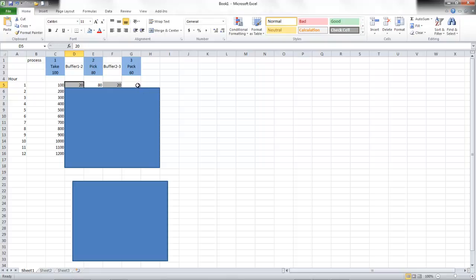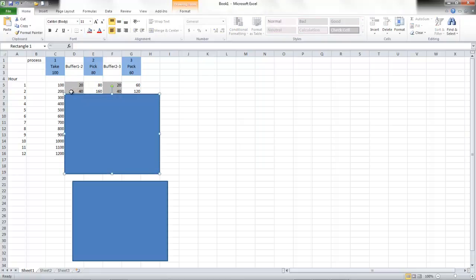The same thing goes for the buffer that happened between the pick process and the pack process. It's 20 orders difference between pick and pack. So at the end of 1 hour, you're going to have 20 orders sitting in a buffer. So for every hour, we're just showing what happens. After 2 hours, you have processed a total of 200 orders up here, and you will have buffers building up. What's happening is you have 40 orders sitting in this buffer, 40 in this, and every hour this keeps building up.